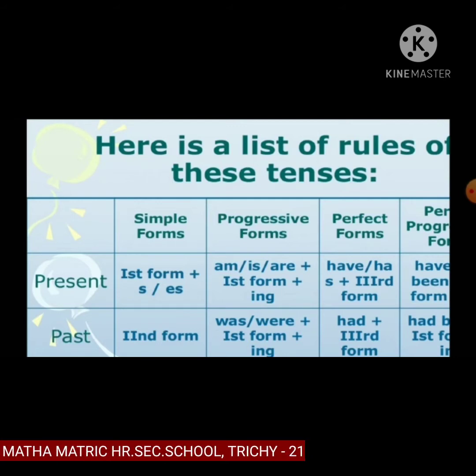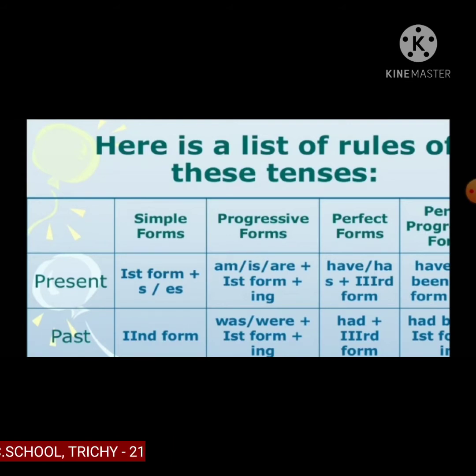Past, second form, was, were. Okay, I am writing a test, I was writing a test. So continuous form, second form, continuous form. Just we have to understand where we use was and were. When the subject is plural, we can use were. We were listening to the class. They were listening to the class. Okay, they were. I was listening.